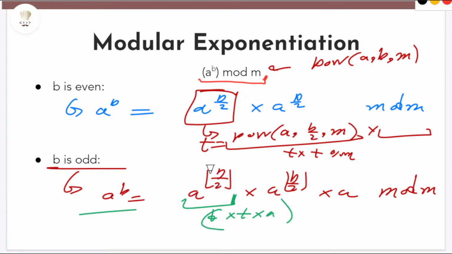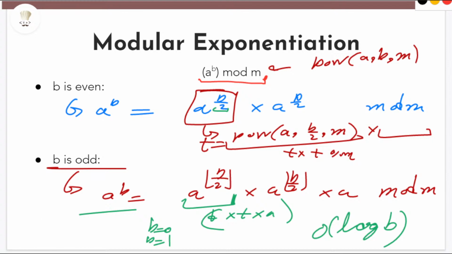So of course, at each step, our b is getting halved, at least halved. And the terminating step would be when b is equal to 0 or b is equal to 1. Those would be the terminating steps. So what is the time complexity here? The time complexity would be simple, big O of log b.